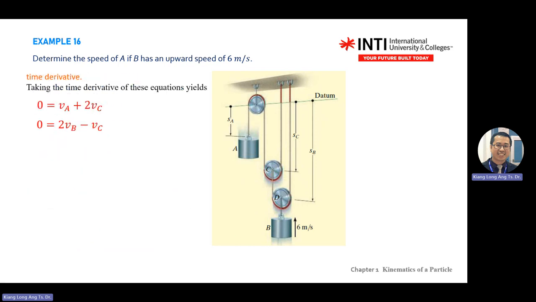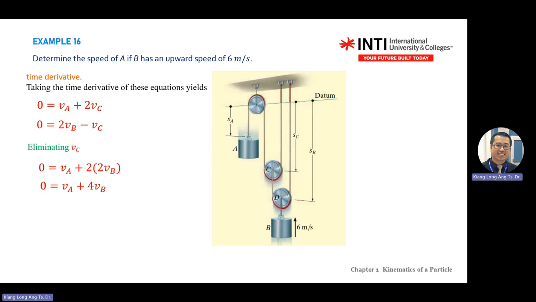Okay, then from here, you want to eliminate the VC, you can do substitution, right? Can do substitution if you want. So I just move VC to the left, I get VC equal to 2VB. So substitute this one over here, I get A and B relative velocity. You get VC equal to 2VB, substitute back here, you get this equation. So meaning you get zero equal to VA plus 4VB, you move VA to the left, VA equal to minus 4VB. What does it mean?